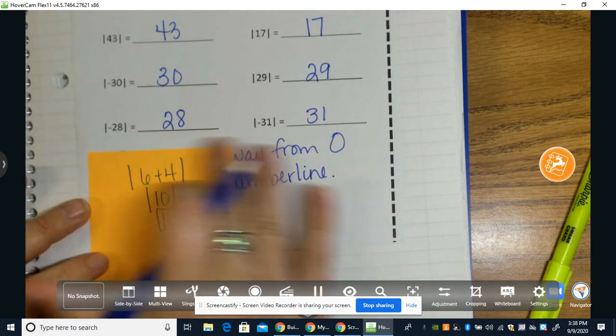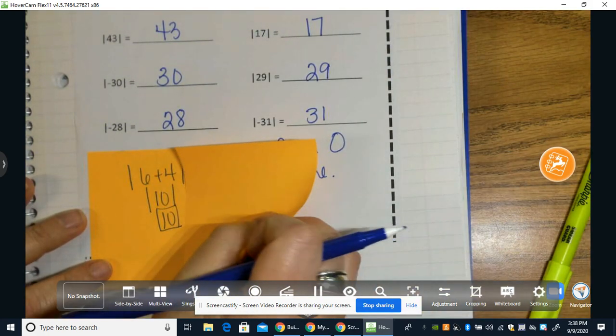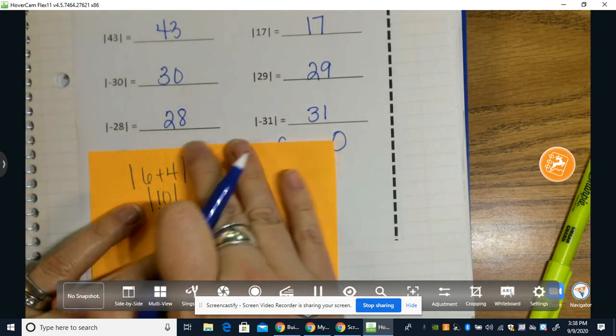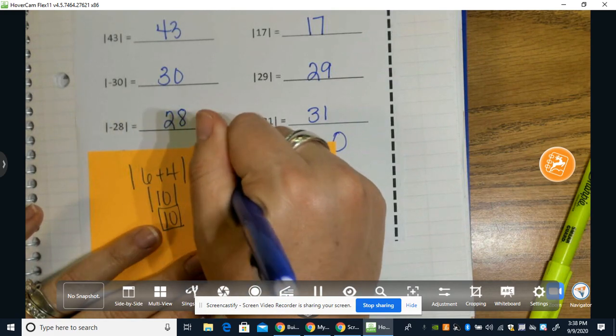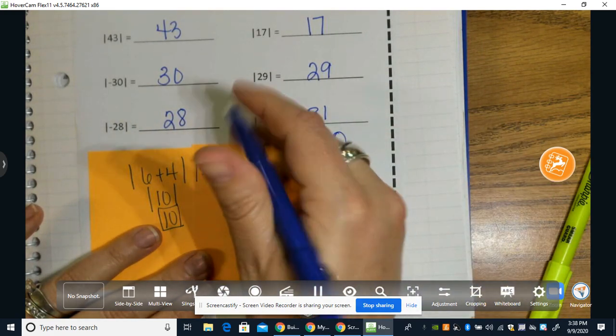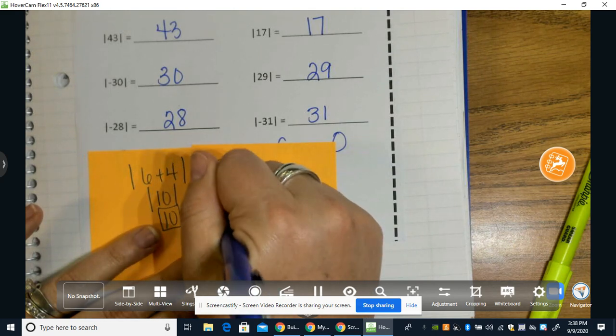All right. Say if it's a subtraction problem, absolute value of 5 minus 2. Well, I'm going to solve this. 5 minus 2 gives me 3. The absolute value of 3 is 3.